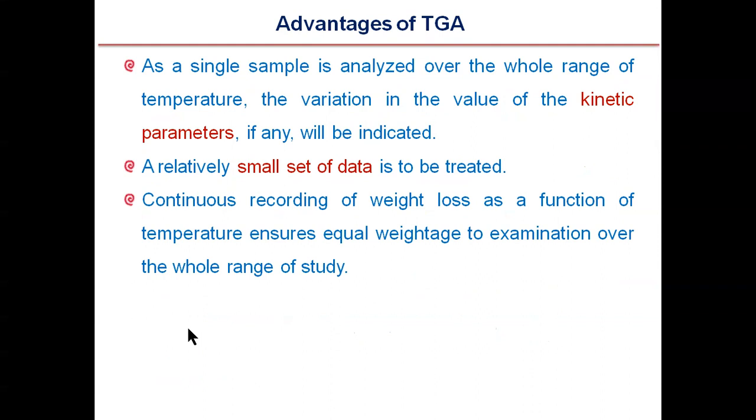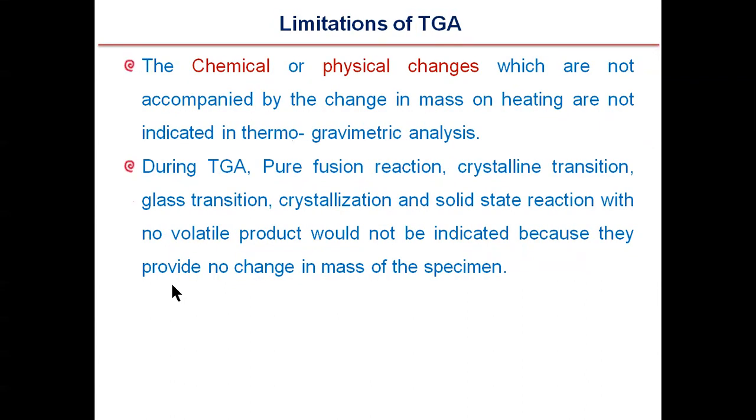So let us look at some of the advantages of TGA. One of the most important advantages is that a single sample is analyzed over the whole range of temperature. The variation in the values of the kinetic parameters, if any, will be indicated, as we are using a single sample over the whole range of temperature. The second one is that a relatively small set of data is to be treated. And the next one is that continuous recording of weight loss as a function of temperature ensures equal weightage to examination over the whole range of the study. So these are the three advantages of thermogravimetric analysis.